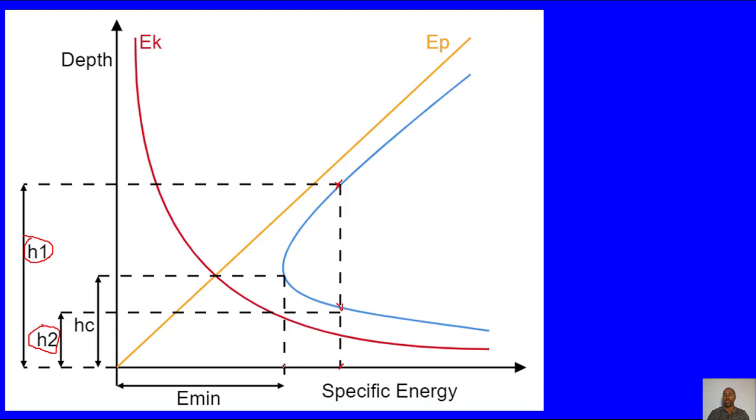If you go in this direction, you will have the minimum specific energy, which is the critical specific energy. Corresponding to this point is HC, the critical depth corresponding to the minimum specific energy. So you have the kinetic energy graph, the specific energy graph and the potential energy graph.